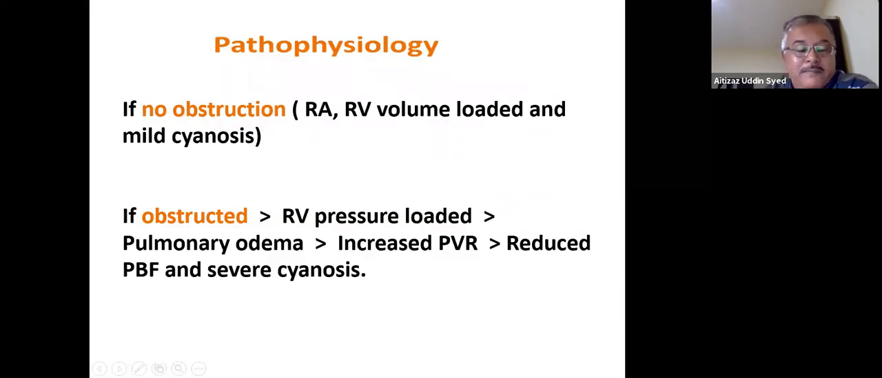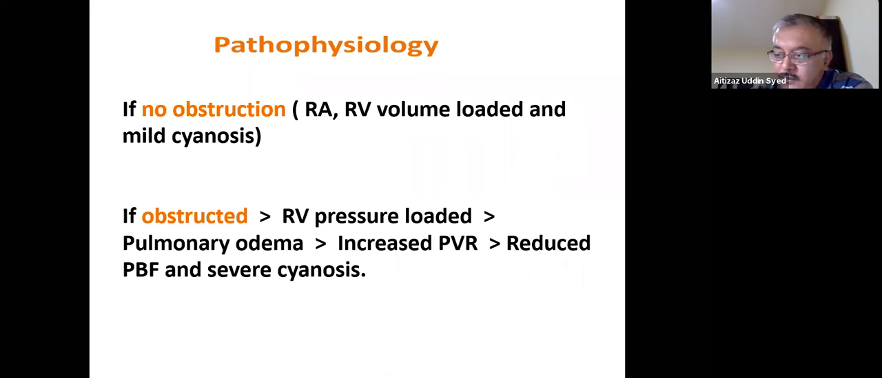So the pathophysiology has divided it into two types of presentations, and two, I would say, clinical scenarios. If no obstruction, then it's only right atrial and right ventricular volume overload, and the child presents with some mild cyanosis. And this child, well, you cannot just sit on him forever, but you can follow him up for some weeks or maybe a few months, and plan his surgery accordingly with a regular follow-up.